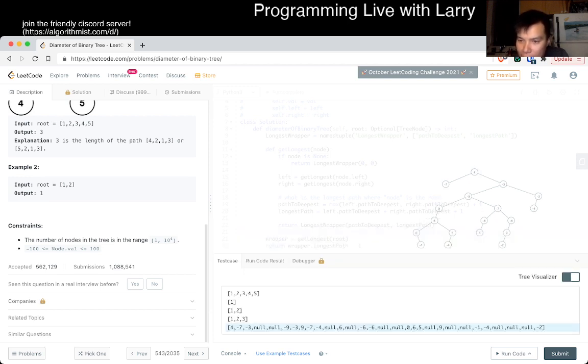So -7 would be 6 or 5, I guess. So the longest path will probably be -9. So 1, 2, 3, 4, 5, 6, 7, 8. Huh? Did I have a typo?